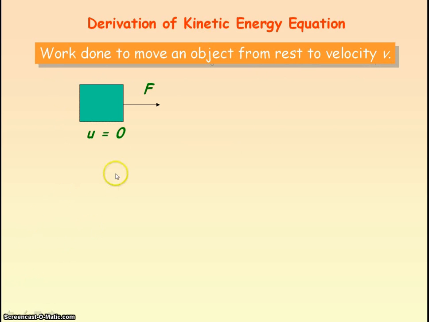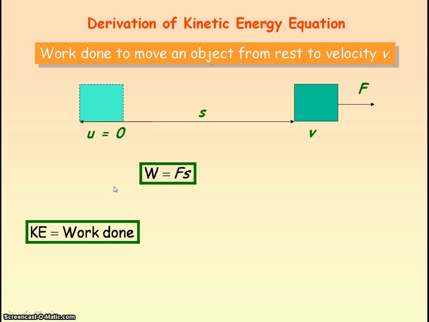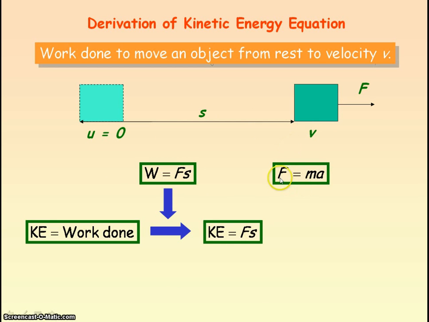To move the object, we need to apply a force on it. So work is done on it, and that is equal to the gain in kinetic energy. From the definition of work done, it's equal to the force times the distance moved in the direction of the force. So our kinetic energy is equal to F times S. Because the object has accelerated from an initial velocity of 0 to a final velocity v, we can say this force is equal to mass times acceleration. If we substitute that for F into the equation for kinetic energy, we get kinetic energy equals ma times S.